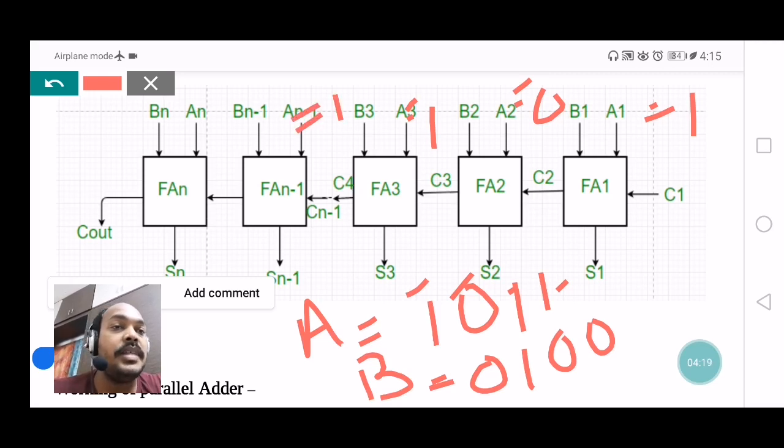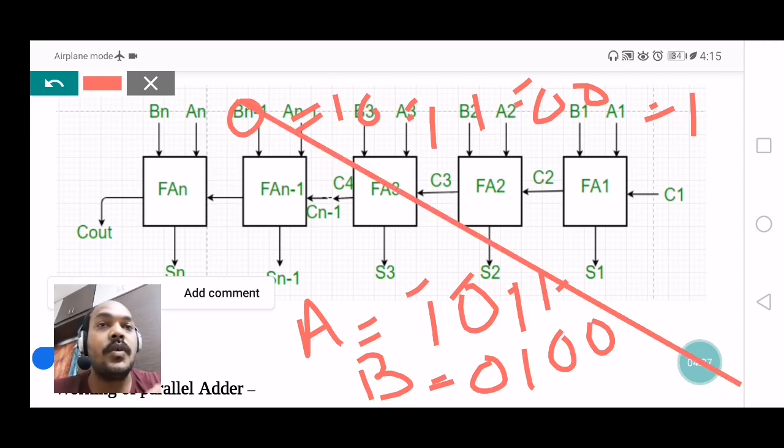Similarly, I am taking B: B1 is 0, B2 is 1, B3 is 0, and B4 is 0. These are my inputs. Here I am not taking any value of C1, so I am considering the value of C1 as 0, because the output of full adder 1 is connected to one of the inputs of full adder 2, so I need not consider the value of C2. I am considering only the first bit, that is C1, equal to 0.